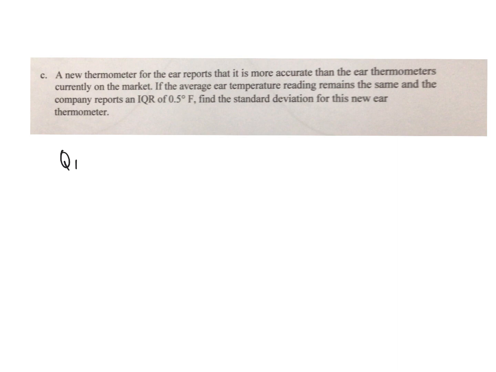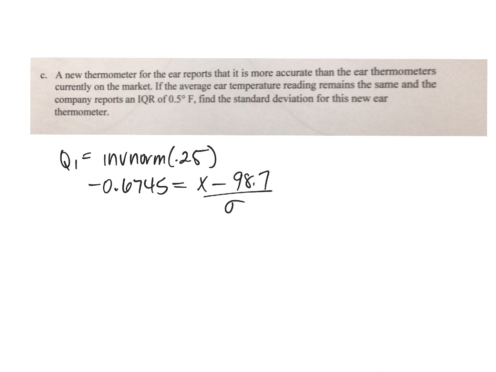So for Q1, you did inverse norm of 0.25, which is negative 0.6745 equals x minus the mean. The mean stayed the same, 98.7. And now we want a different standard deviation because we want to talk about the new IQR of 0.5. And so for Q3, I have inverse norm of 0.75, which is positive 0.6745.